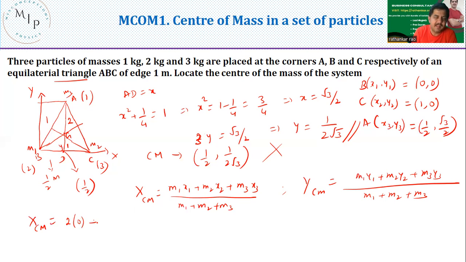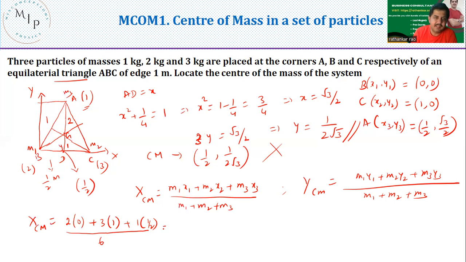Plus M2. What is M2? I have written here 3. 3 multiplied by X2, which is 1. Plus M3. What is the mass here? This is 1. 1 multiplied by X3. What is X3? X3 is half. Divided by M1 plus M2 plus M3: 2 plus 3, 5 plus 1, 6.